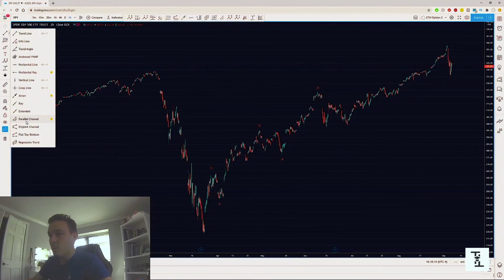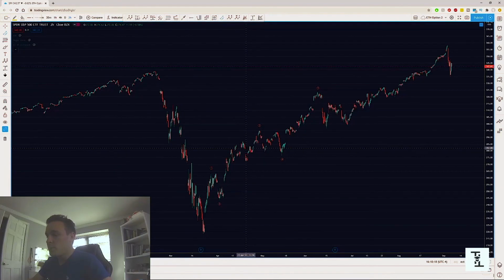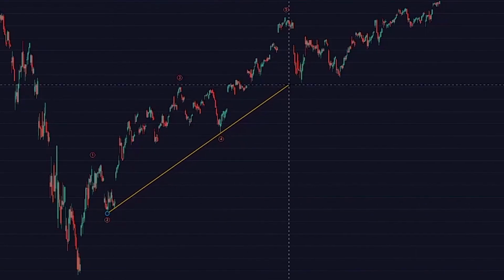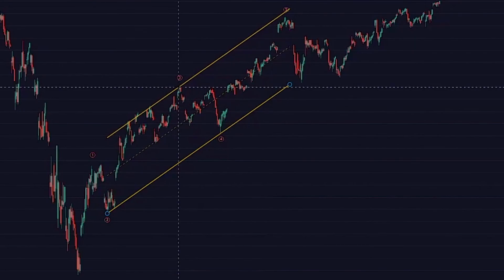And finally, once our 1, 2, 3, 4 is in, we'd be using a parallel channel to try and find out where the 5th wave lands. This parallel channel is drawn from the bottom of the 2 wave here to the bottom of the 4 wave that we've labeled and connected to the top of the 3rd wave here.